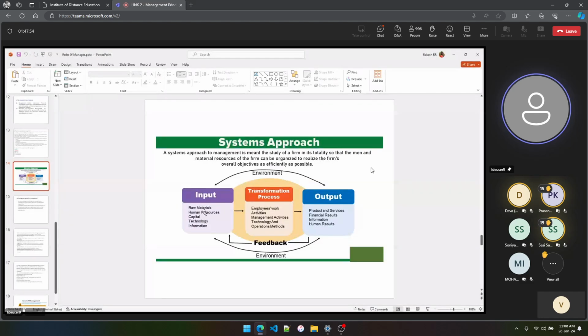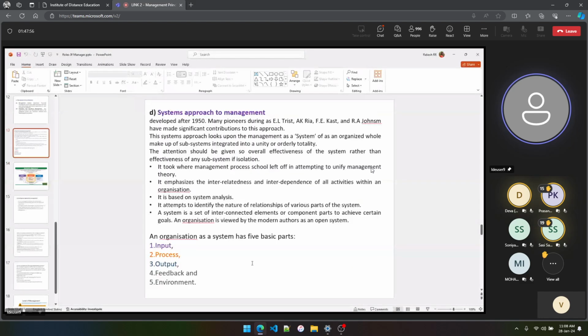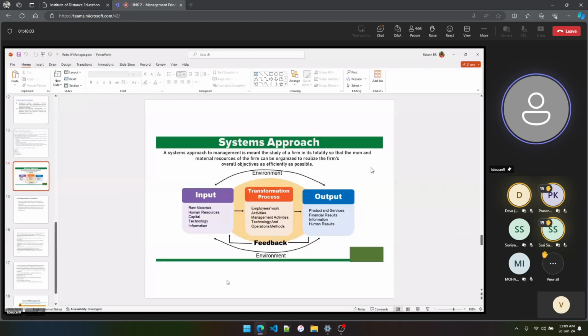You can see here, what are the 5 basic parts of an organization? Input, process, output, feedback, and environment. The overall environment is what a company is. Input, transformation, output. So what are the inputs? Raw materials, human resources, capital, technology, information. And then once you bring in all these things, you start working on them, right? This is where the transformation process happens: employees' work, activities, management activities, technology and operational methods.